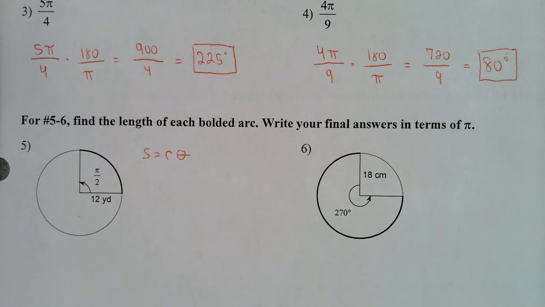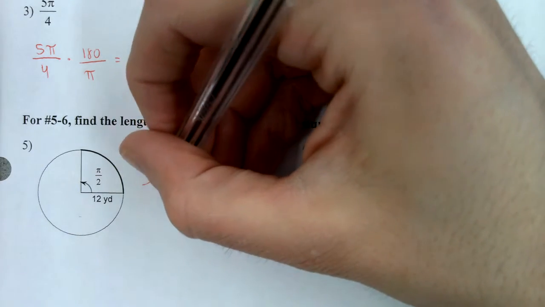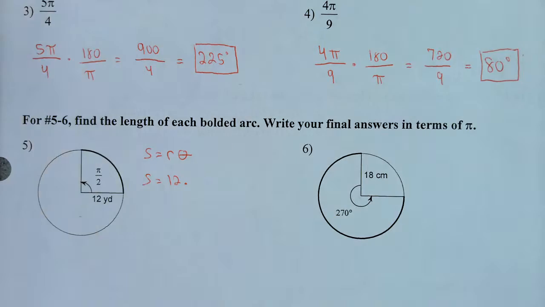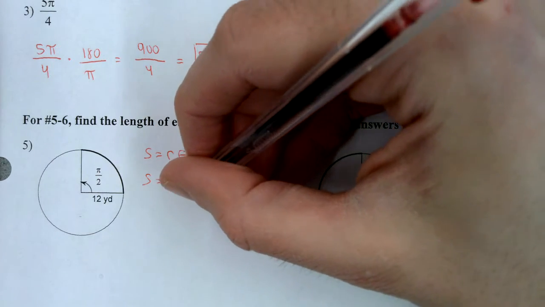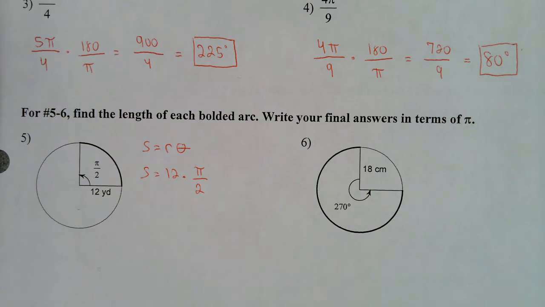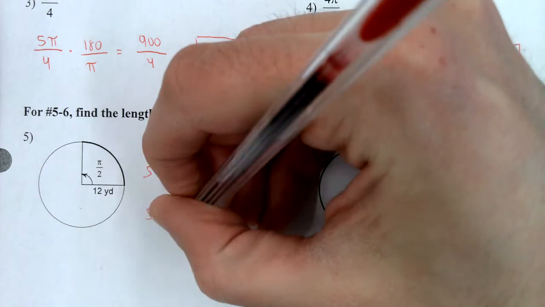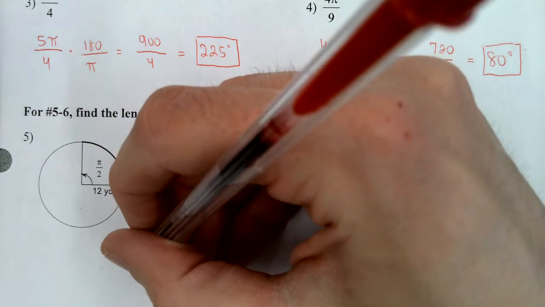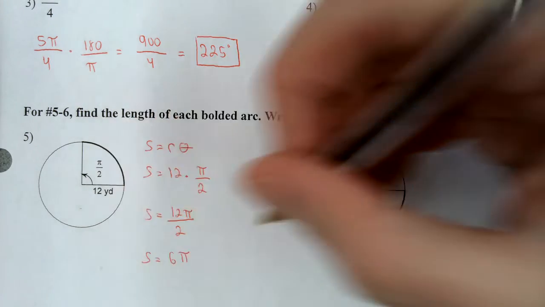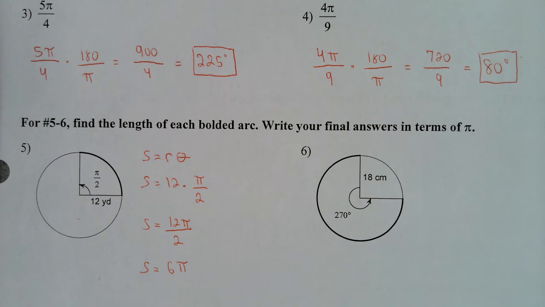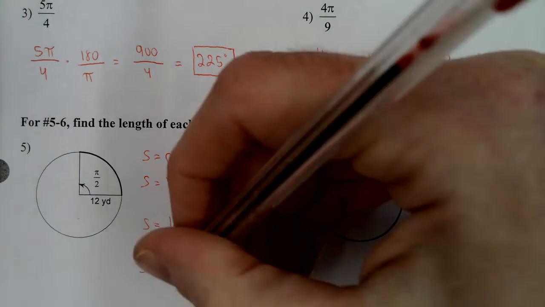For number 5, the radius is 12. So you're going to do 12 times the angle in radians, which is 12 times pi over 2. So it's 12 pi over 2. Simplify that to 6 pi. If you want to throw on the units, 6 pi yards.